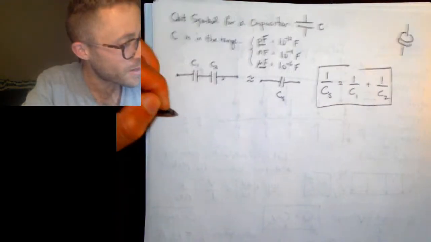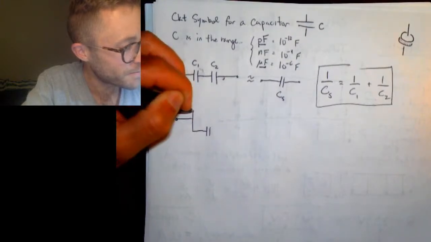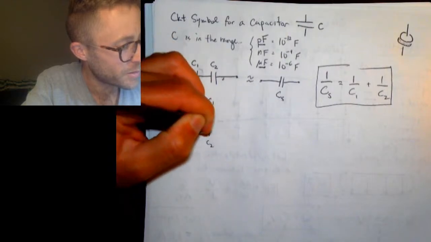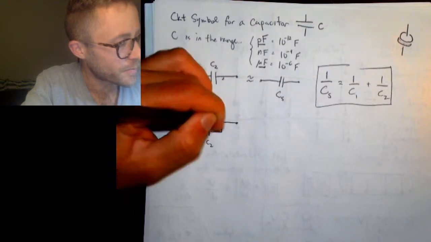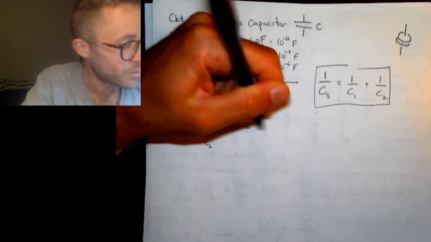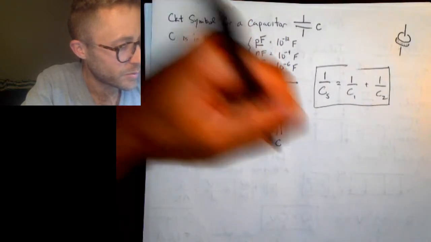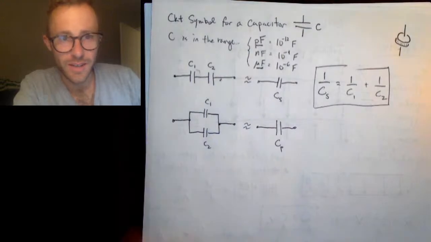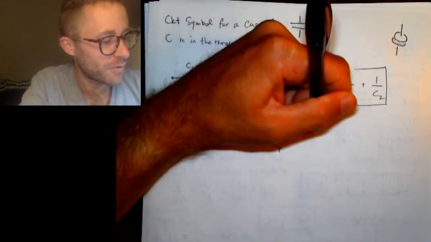And then if you have capacitors in parallel, C1 and C2 in parallel, that is equivalent to a single capacitor, which I will call C sub P. And the value of C sub P is, again, the opposite for resistors. If you have parallel capacitors, you add the two capacitances.